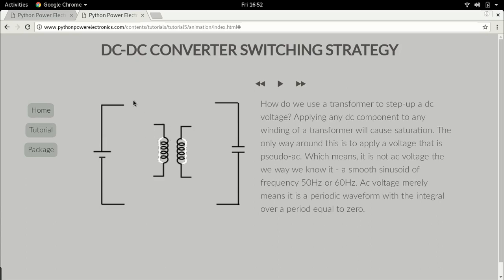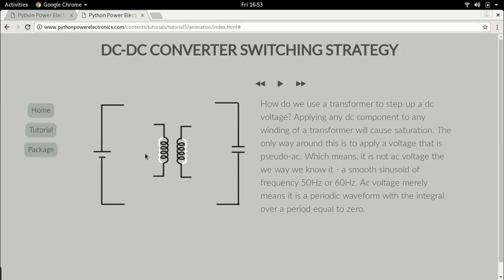So there has to be something else in between these two, between the PV panel and this transformer primary. And this, whatever device comes here, has to convert this voltage to some form of AC. And I'll tell you what that some form of AC means.